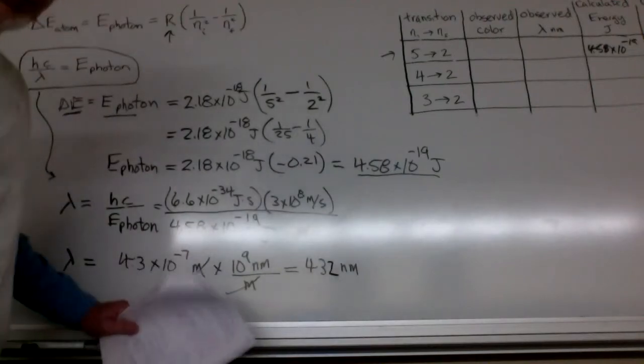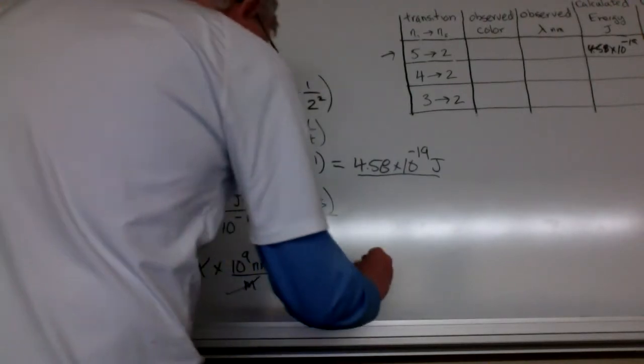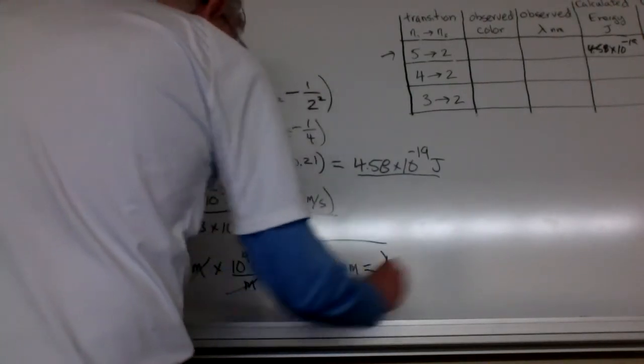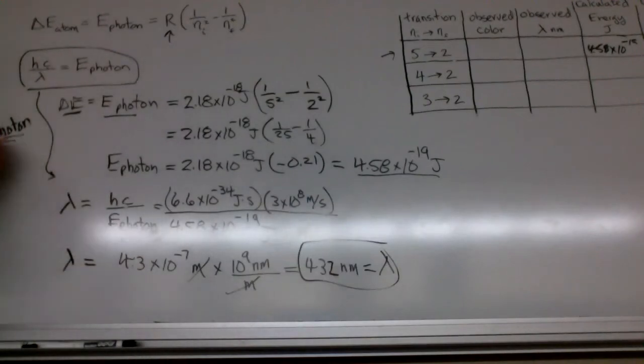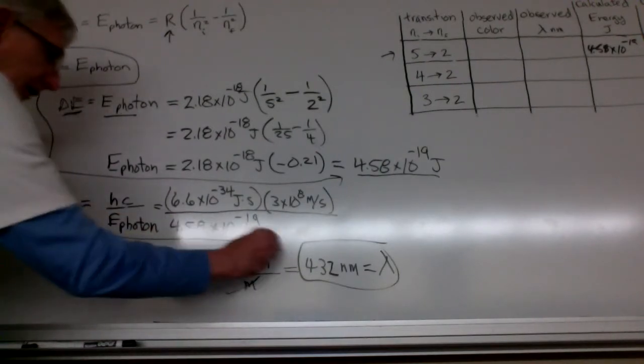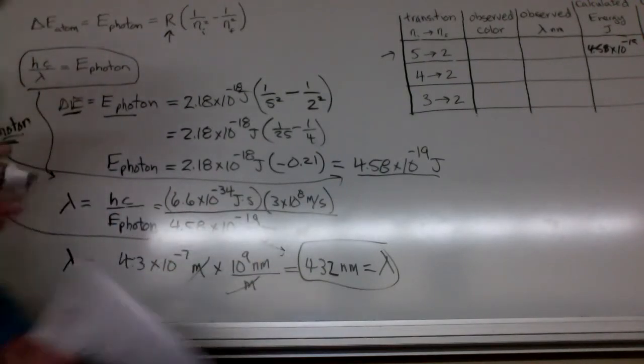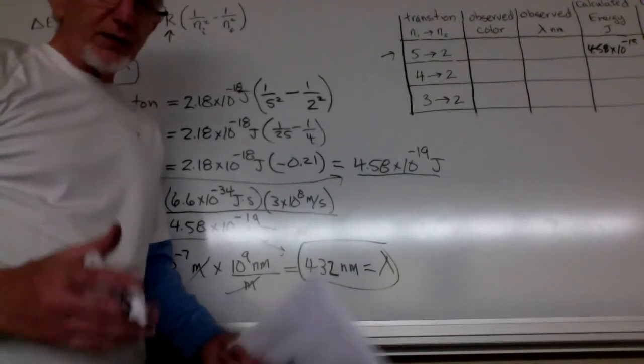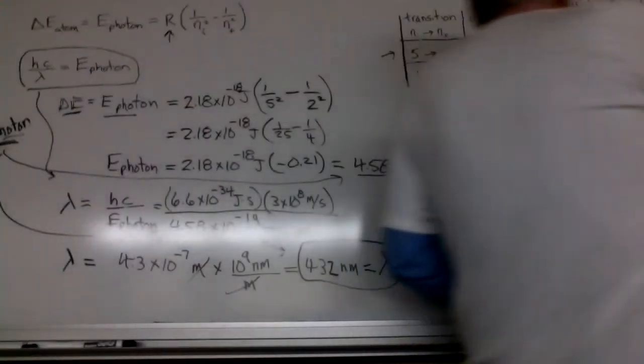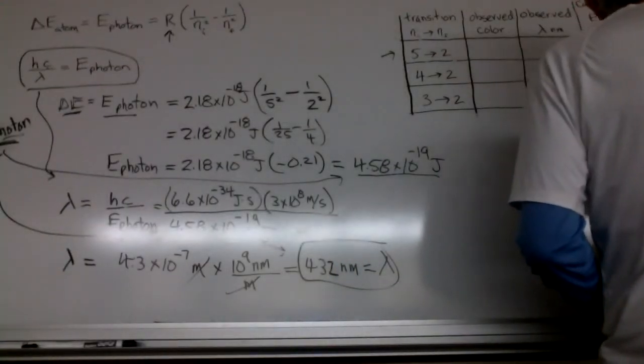And that's what we put in, that's the wavelength of the emitted photon. So this photon has an energy of 4.58 times 10 to the negative 19 joules, and it has a wavelength of 432 nanometers. Thus says the Bohr model for the hydrogen atom. So we're going to plug in 432 nanometers.